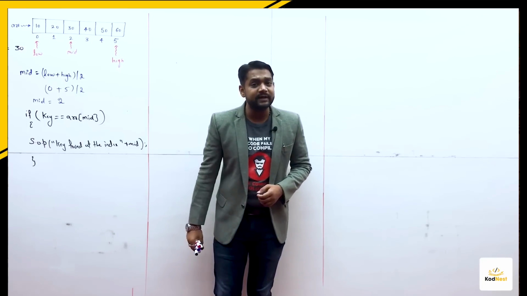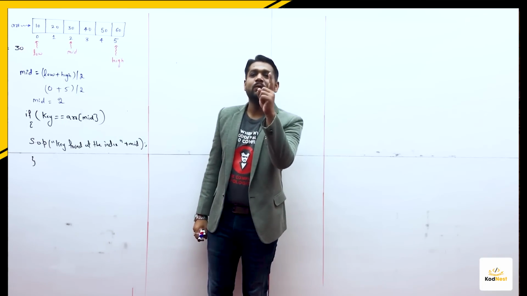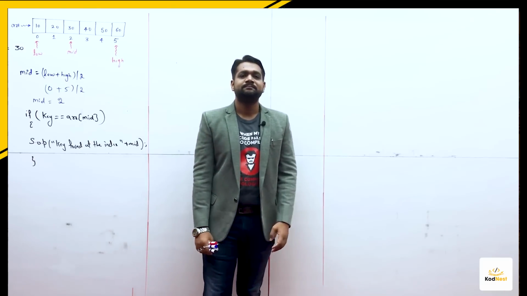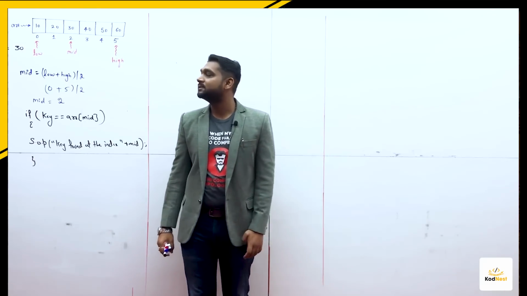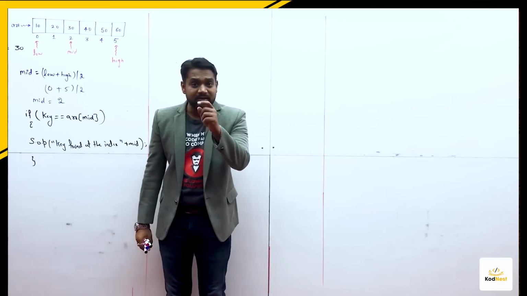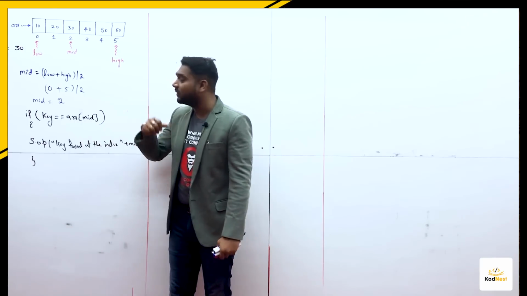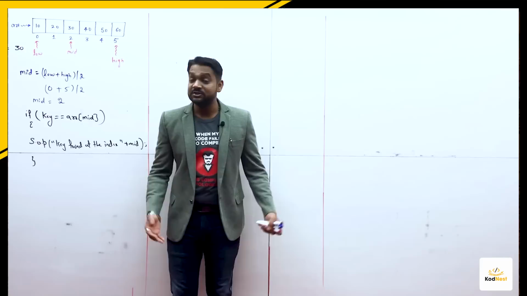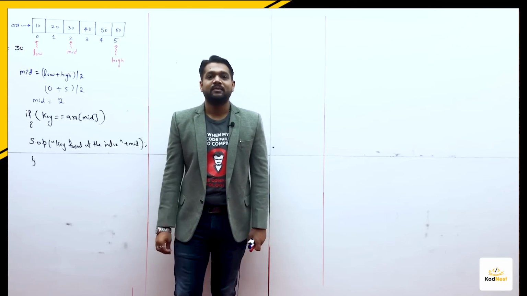How many comparisons did I do? Only one comparison I did. Nothing more, nothing less. In one comparison, I am telling whether the element is found or not, whether the key is present or not. See how efficient it is?